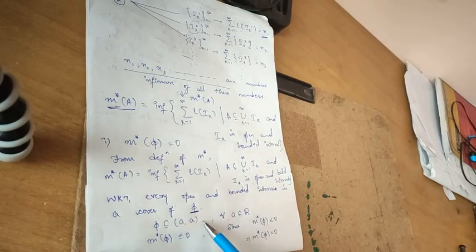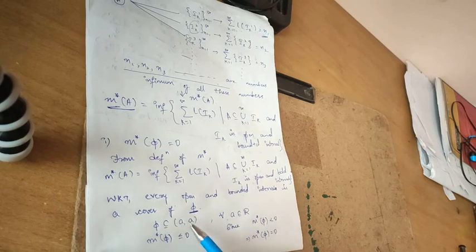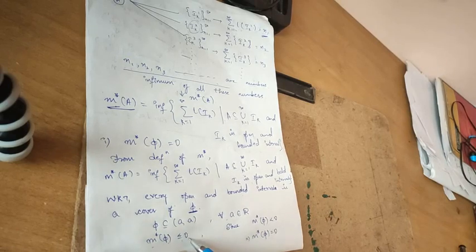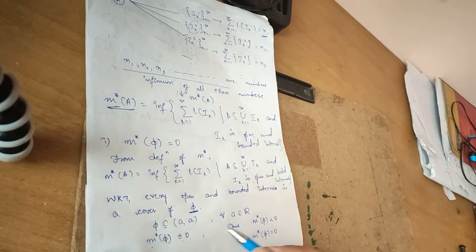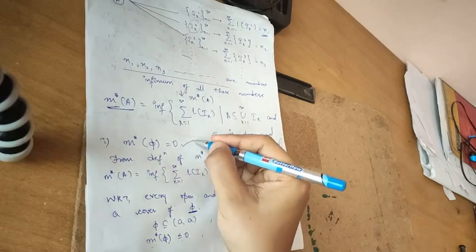If I find the length of this interval, it will be 0. So I can write m star of phi is less than or equal to 0. Since m star does not take negative values, m star of phi is not less than 0. So m star of phi will be equal to 0. So the first property holds good.